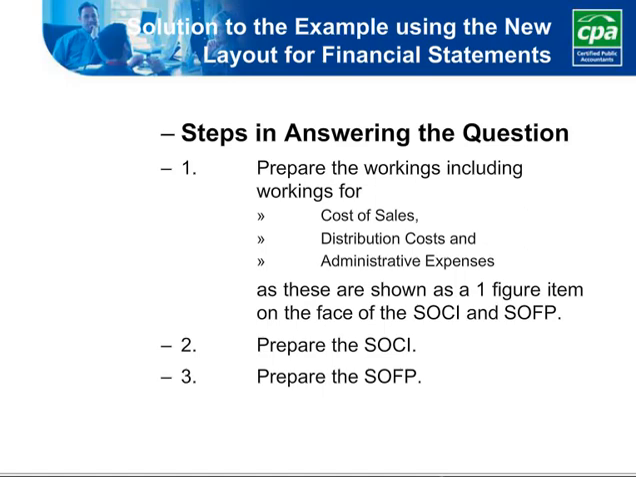My recommendation is to follow the following steps in answering the question. So I would start the question by preparing the workings, including doing some workings for cost of sales, distribution costs and administrative expenses, as these are now shown as a one figure item on the face of the statement of comprehensive income. I would then prepare the statement of comprehensive income, and then finish off by preparing the statement of financial position.